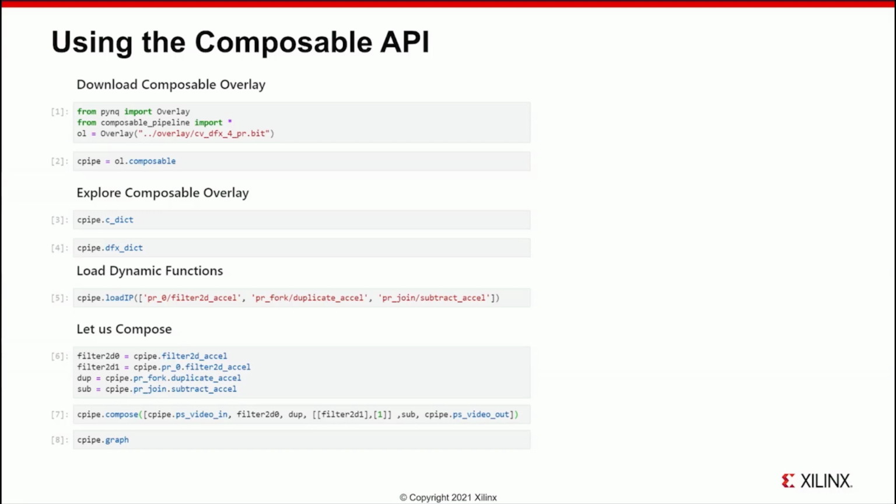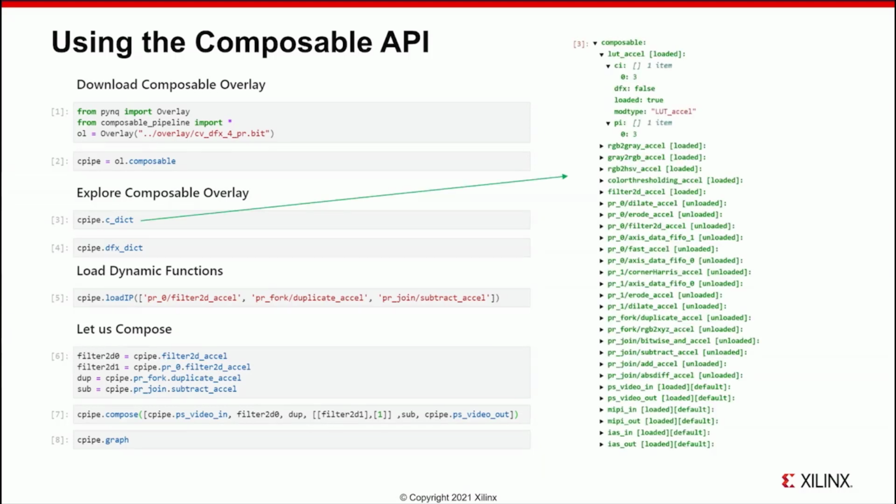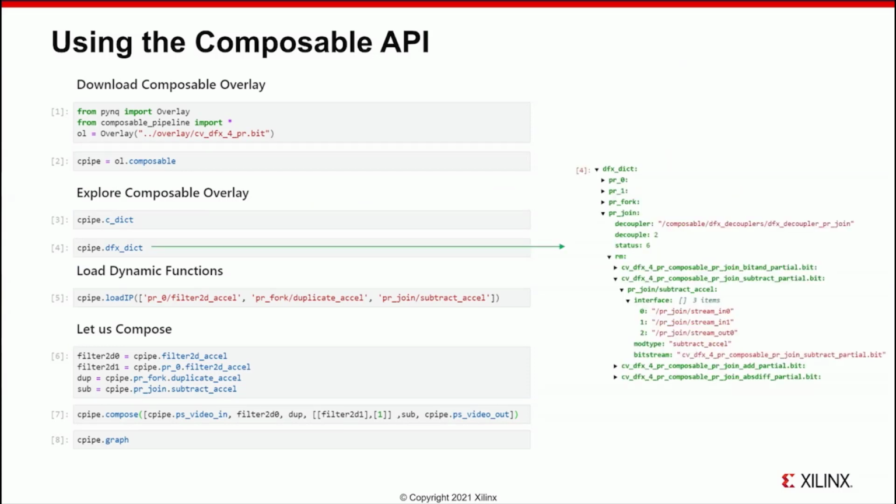This step in cell 2 will be different for other composable pipelines where you have a different hierarchy name. Then you can explore the composable overlay. You can do that by inspecting the CDICT, shown in cell 3, and the CDICT shows the different functions that are connected to the AXI4-Stream Switch and whether they are loaded or not. In cell 4 you can see the DFX dictionary, which shows you the different DFX regions, their associated decoupler, and the reconfigurable modules. Within the reconfigurable modules, you can see the partial bitstream and the functions within that partial bitstream.